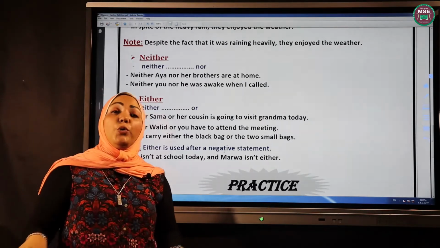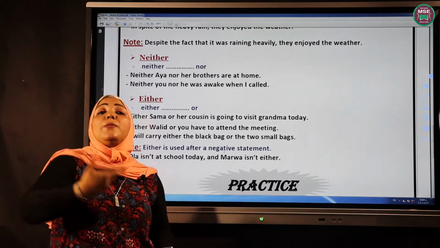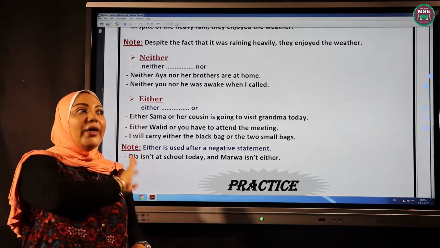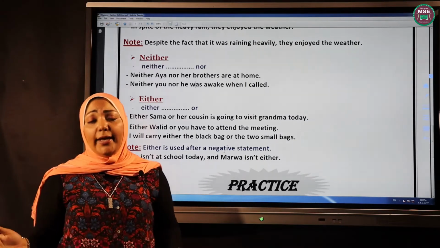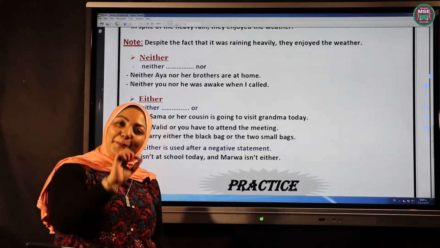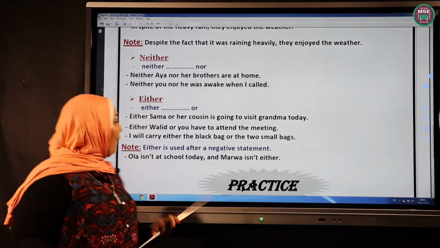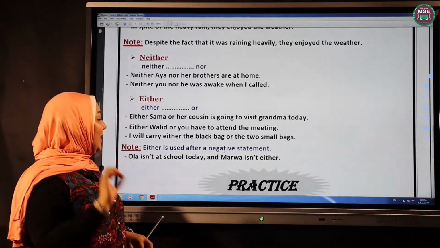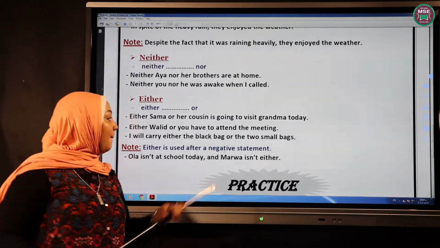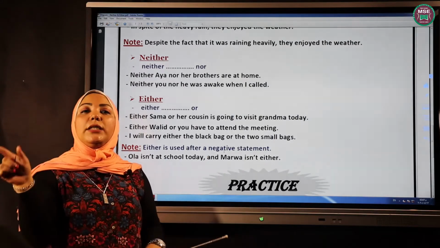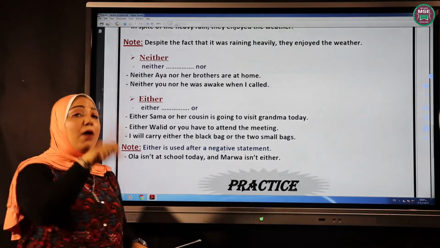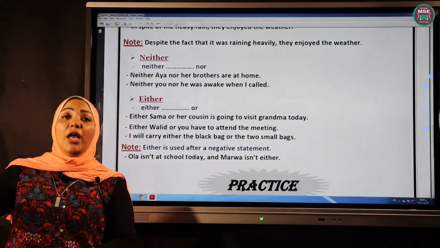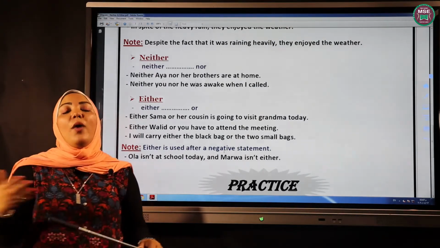Another note, which is either is used after a negative statement. As I just told you, neither is used to express negative sentences. So it never comes in a negative sentence because it already contains the negative meaning. But either can be used in a negative sentence. For example, Awla isn't at school today. And Marwa isn't either. So instead of repeating the sentence, Marwa isn't at school, I can simply say, Marwa isn't there either.